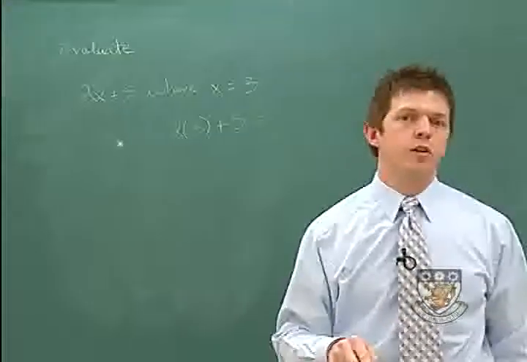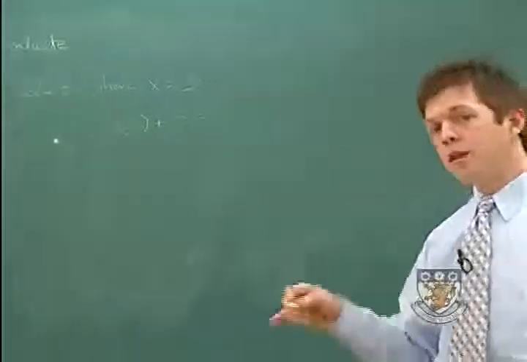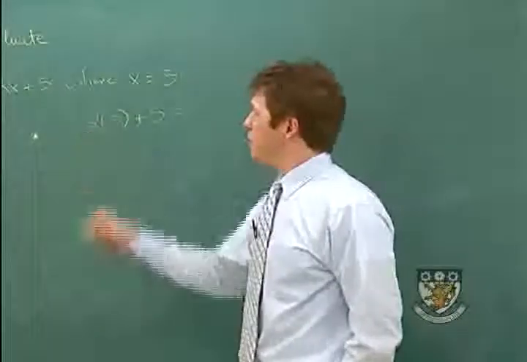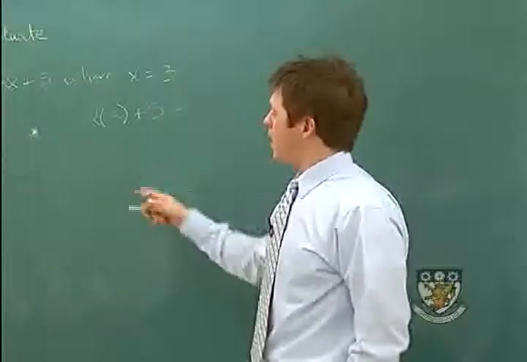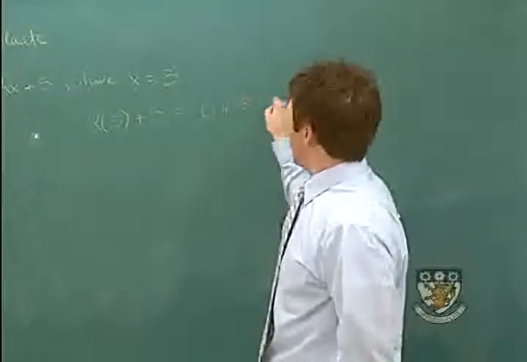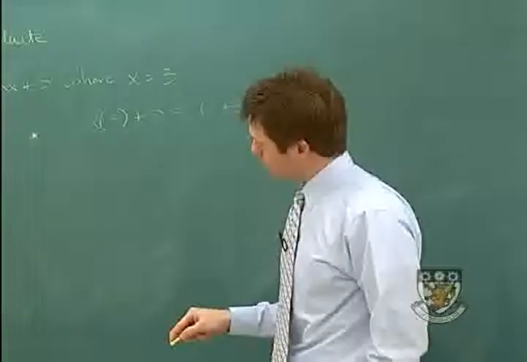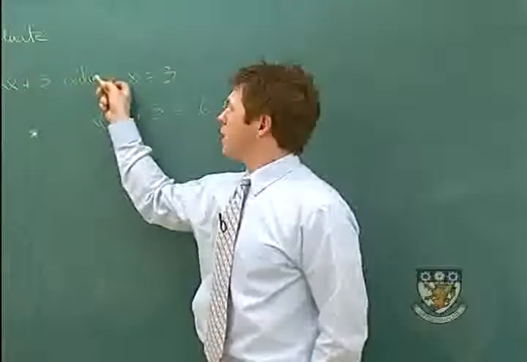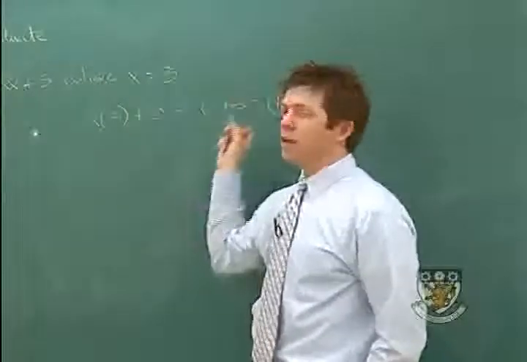Well, now we run into BEDMAS again, order of operations. That's why it was so important earlier when we get into these type of problems. We have to multiply first, then we're going to add. 2 times 3 is 6. Then we add and we end up with 11. So when you evaluate 2x plus 5 where x equals 3, the answer is 11.